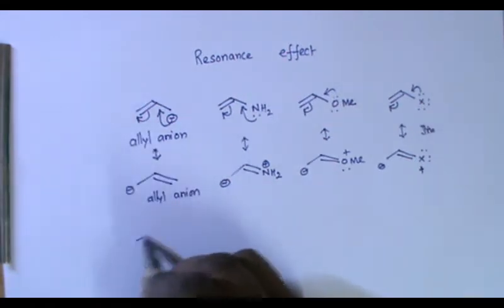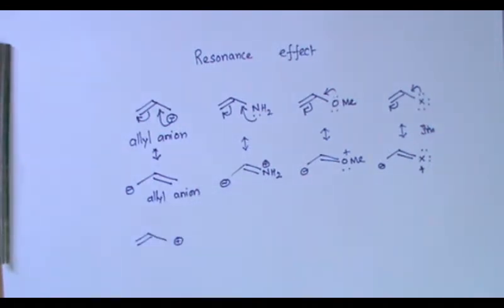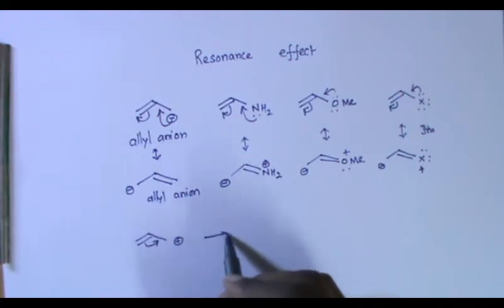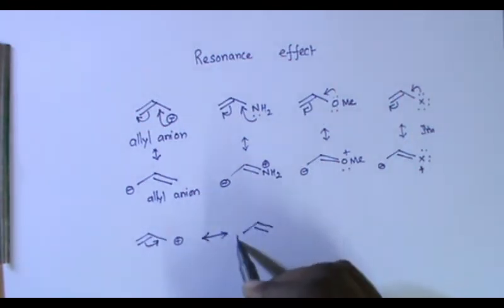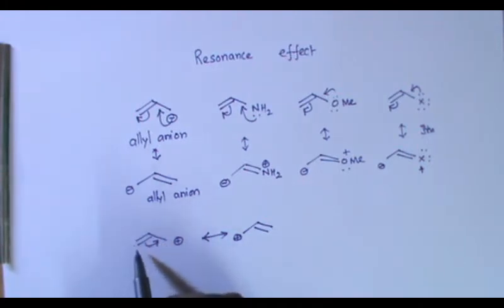Not only allyl anion. Suppose it is allyl cation like this. Now, this lone pair of electrons, since it is electron rich, falls here to give this species. So this bond has migrated here. Because of that, we have only CH2 here, so it becomes plus. So not only carbanion, carbocation also can undergo resonance.